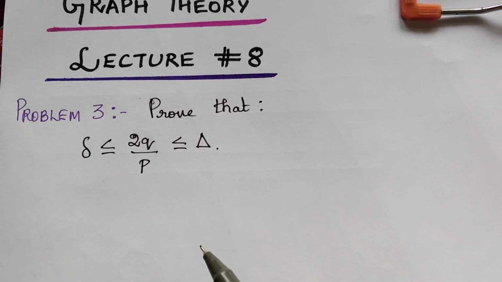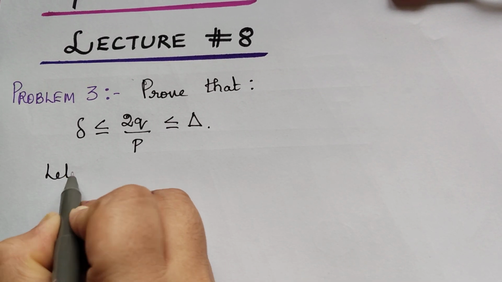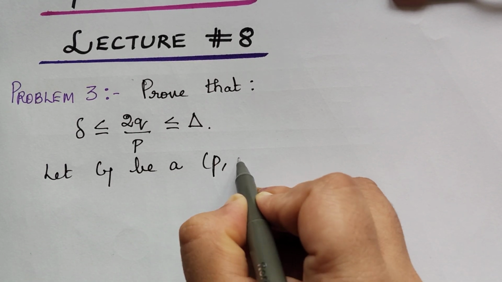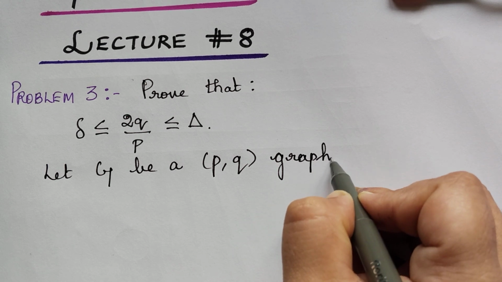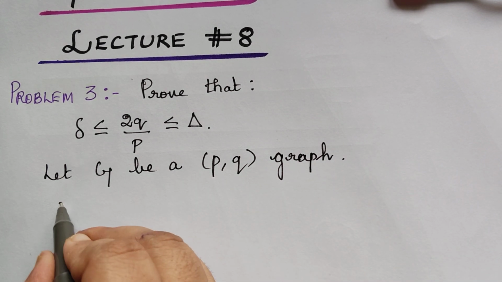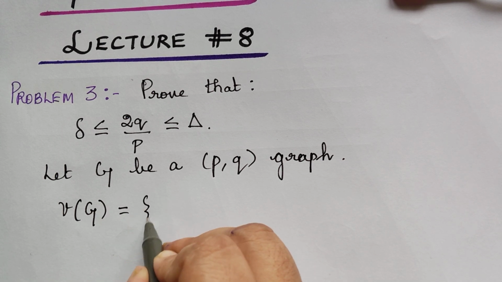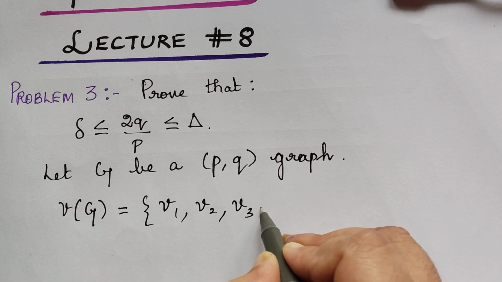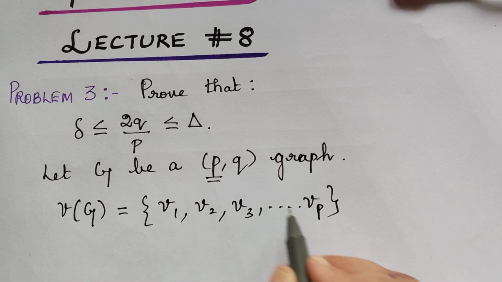Now in order to prove this, first we shall consider the vertex set of a graph G. So let G be a (p, q) graph. That means it has p vertices and q edges. So how the vertex set of G will be? The vertex set of G, V of G, will be equal to, we are going to take the vertices as V1, V2, V3, and we will have vertices until Vp because there are p number of vertices. So this is what we have.